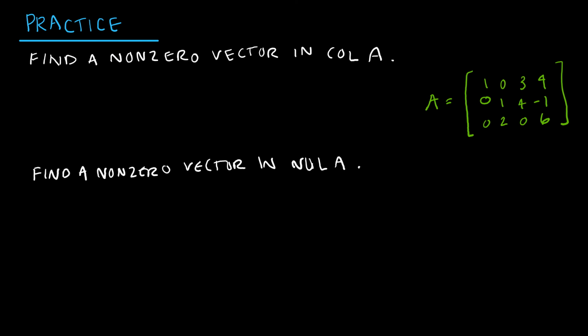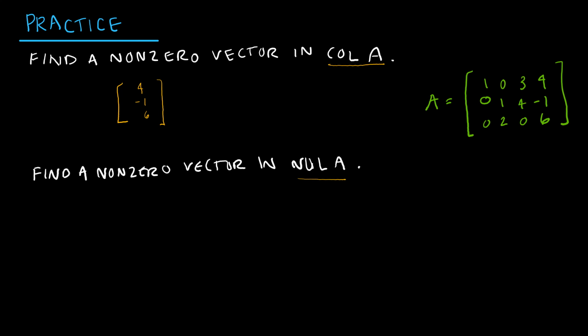I'm asking you to find both a non-zero vector in the column space of A and then one in the null space of A. And you'll find that the non-zero vector in the column space of A is any one of these columns written as a vector. So I'm going to choose, say, (4, -1, 6). That is a perfectly good solution. I could have chosen any one of those columns and that would all be the correct solution.